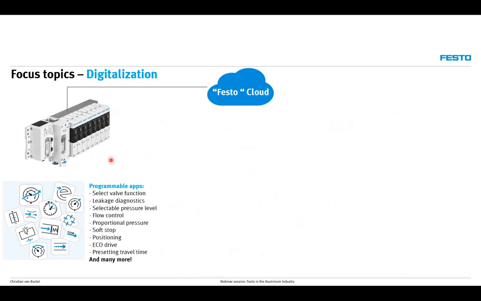Also, we can monitor, and there are more sensors integrated in our components. For example, we can detect leakages over a component. We can select a certain pressure level so that not all the components are running on the same level and are a little bit over-designed. We can tweak this more and have more safety in the system. We can control flow, for example, so it also has an impact on the speed at which the product is running.